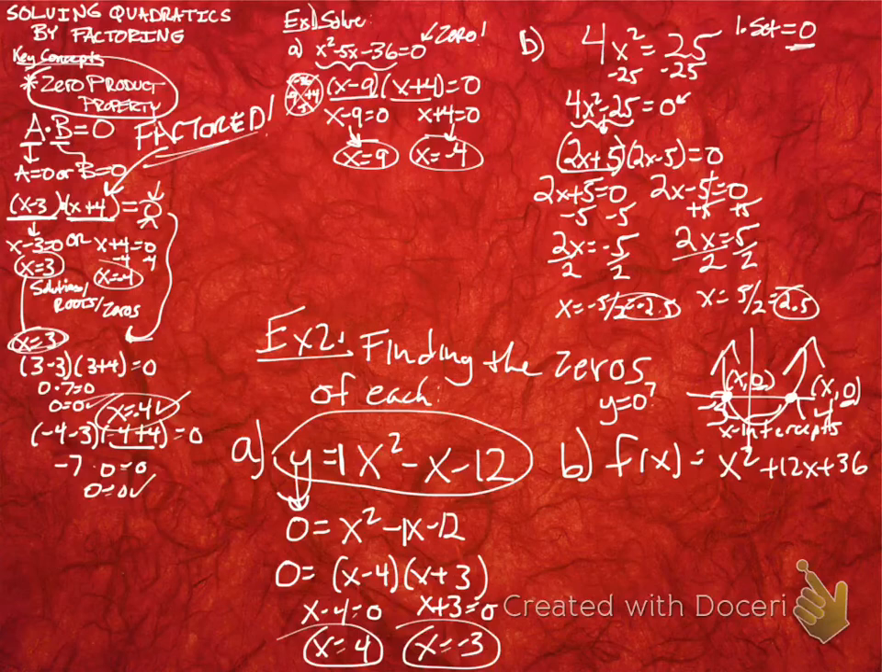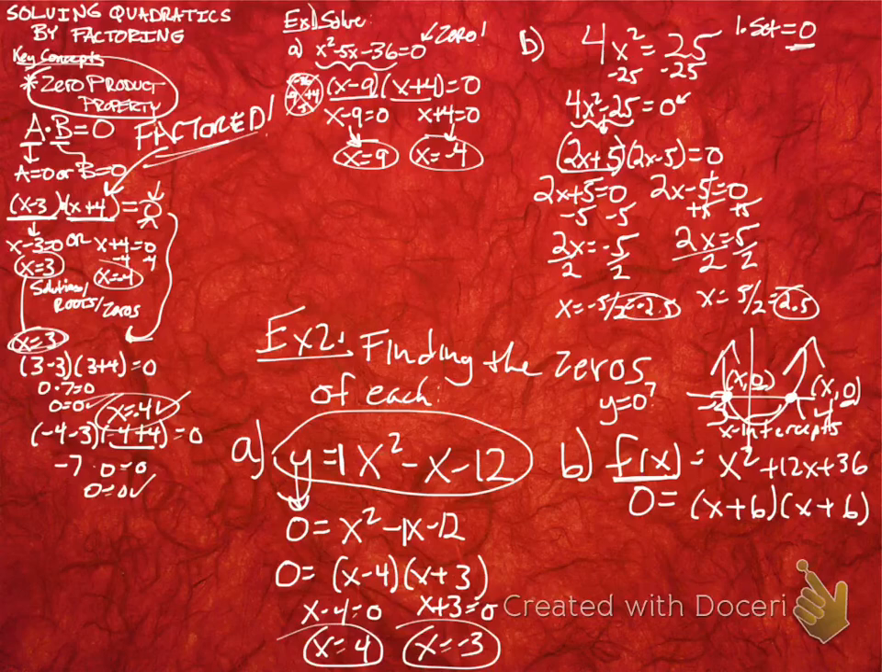Okay, for this one, let's see if we can figure this out. So don't freak out if you see f of x. Still want to replace that with 0. It's like another way of saying y. Now, if I think of two numbers that multiply to 36 and add to 12, I'm thinking 6 and 6, so x plus 6 x plus 6 I think will do the trick, right?